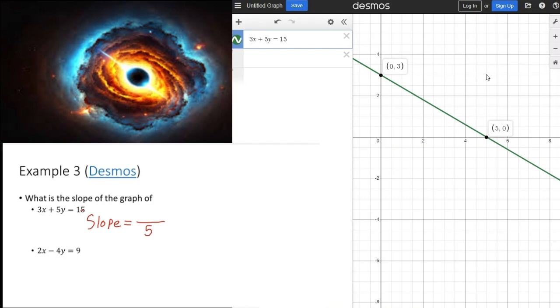Then I want to count down till I hit the point (5, 0). Well, when I go downwards, I go down 3. Since I went down, my rise is going to be negative, and more specifically, negative 3. Since my slope is rise over run, my slope will be negative 3 over 5.